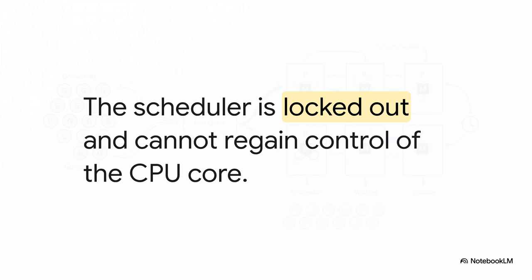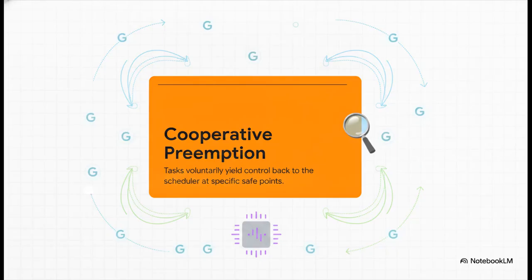And it's not just that a few goroutines are delayed. The entire system essentially freezes up. The Go scheduler itself, the very brain that's supposed to manage all of these tasks, is completely locked out. It cannot regain control of the CPU core because the thread executing G1 simply will not hand control back over to the runtime. Now, you might be wondering, how did Go handle this in the past?